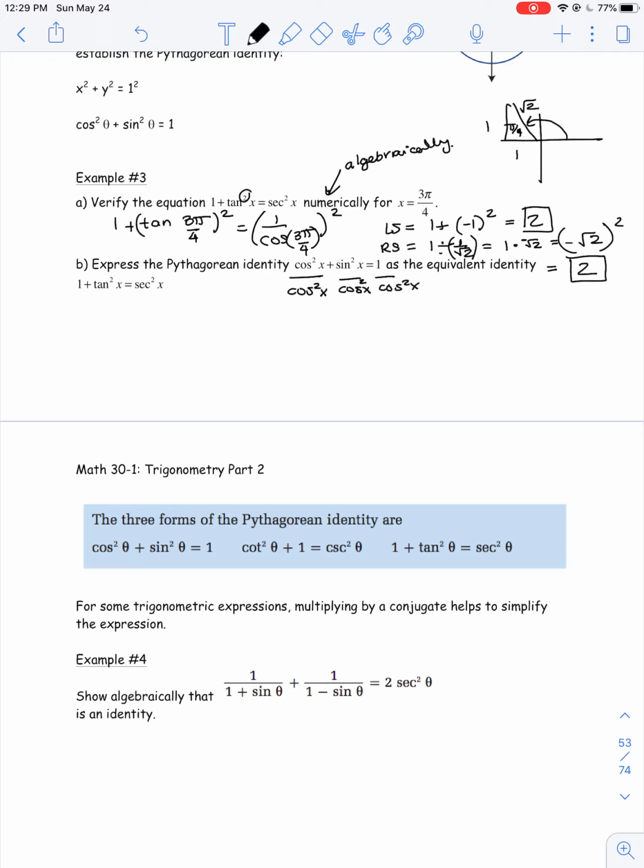So cos squared x divided by cos squared x will be 1 plus sine squared x divided by cos squared x will be just tan squared x. And then 1 over cos squared x is just secant squared x. So that's it. That's all I had to do is divide all of them by cos, and that gave me what I actually wanted.